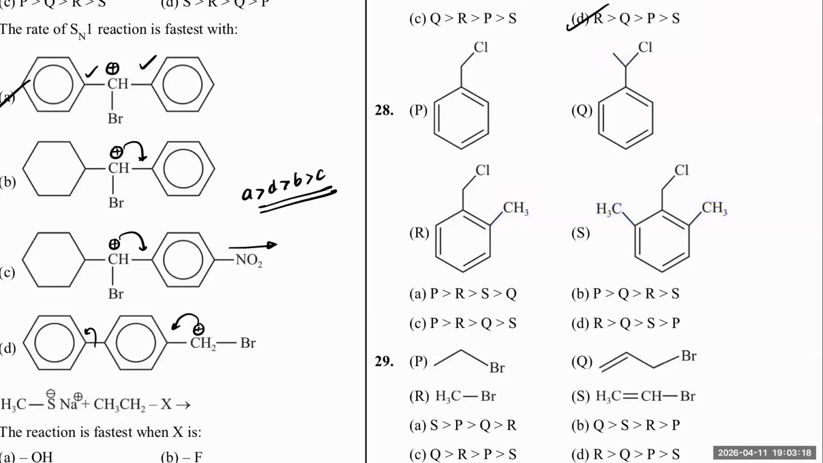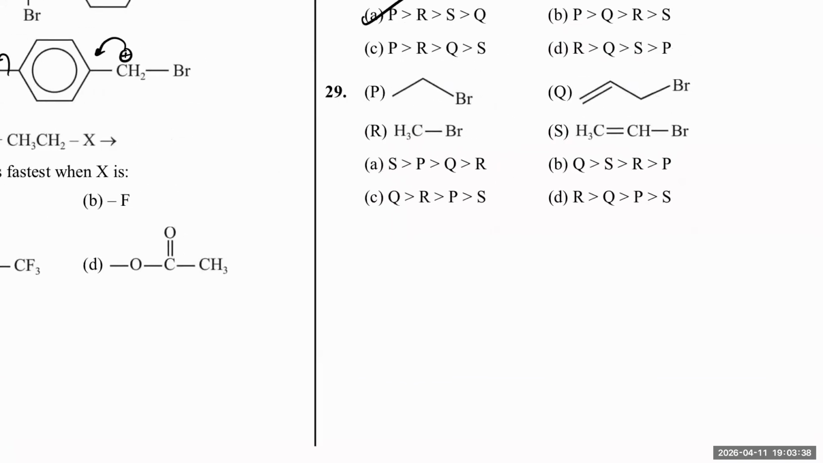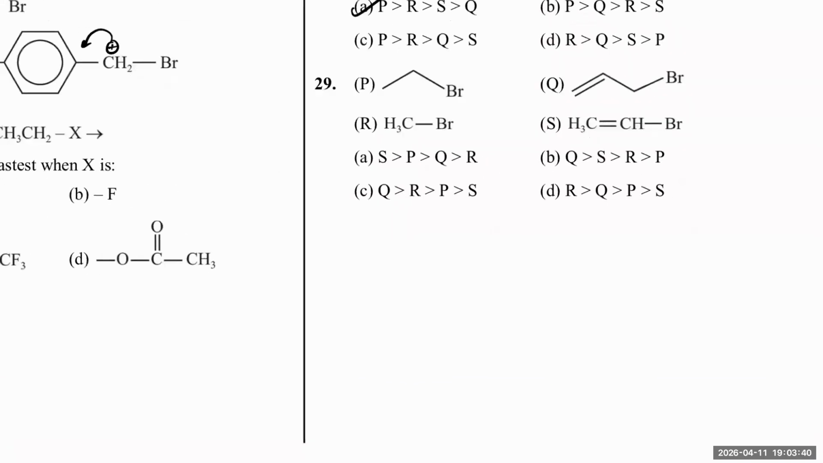Because you need to always check the direct connection on this position. How many groups do we have? Here we have two bigger groups. That means this will have a lesser amount of SN2 substitution. So what should that be? PRSQ. Okay, clear?